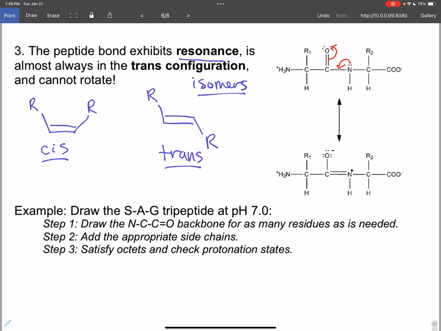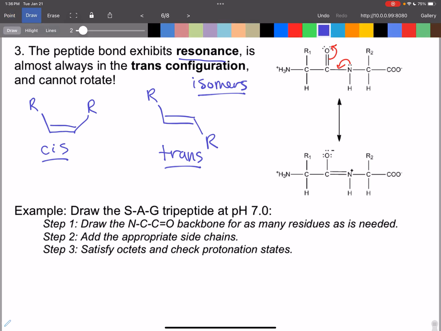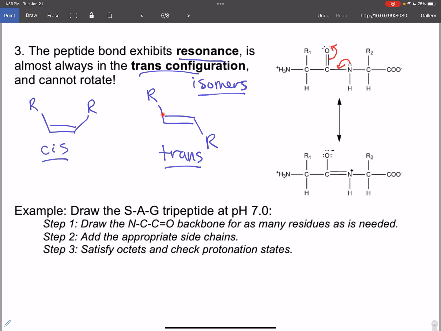And so it turns out that in most cases, the peptide bond will be in a trans configuration, and you can sort of see how it spaces things out. It spreads groups out a little bit more. And so a lot of times in chemistry, not always, but a lot of times, spreading things out in this trans configuration makes things a little bit more stable.